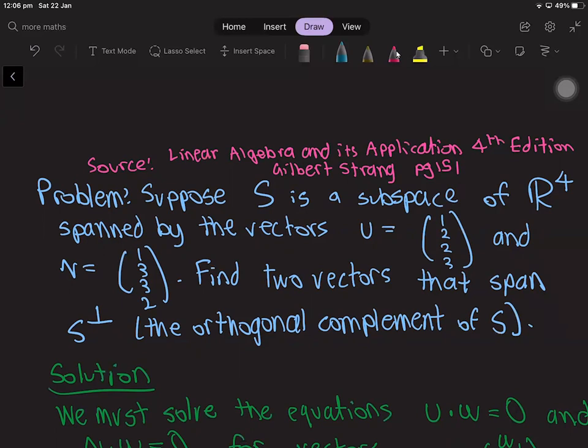Before we have a look at the solution, if you like, you can go ahead and pause the video and have a go at trying the problem yourself. Okay, let's have a look at the solution now.